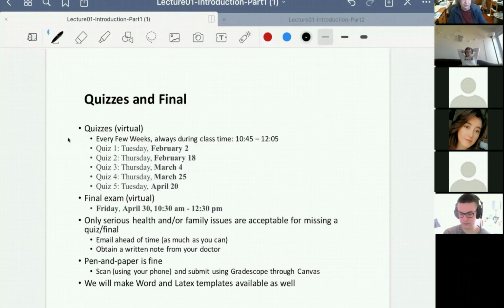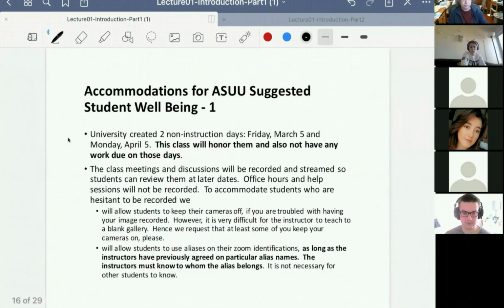Okay. The quizzes, we will also make templates for you so that you can fill them in. If you want to, you can, for example, take the Word template, print it out, write your answers on it, then scan it, however you like, upload it as a PDF file and submit it to Gradescope.